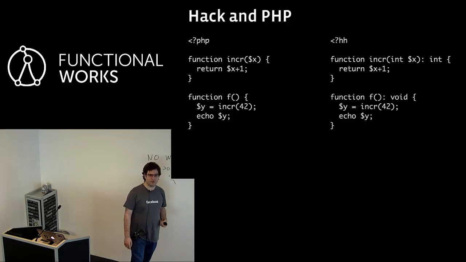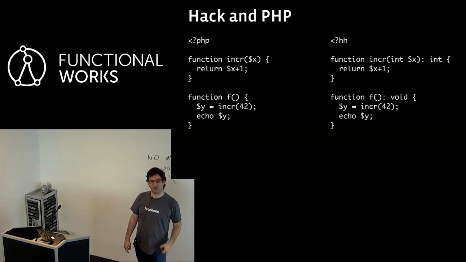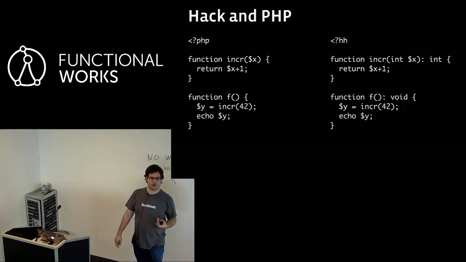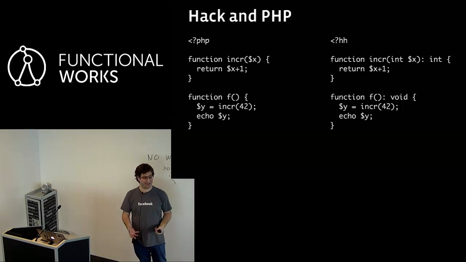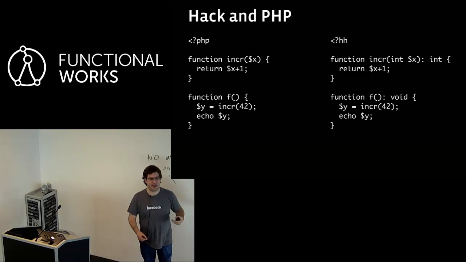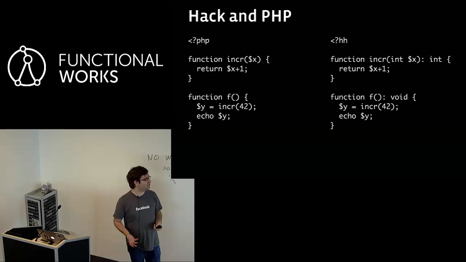On the right is the equivalent Hack code. It looks a lot like the PHP on the left. It's explicitly annotated that my increment function takes an integer and returns an integer, as you would expect. That was clearly the intent on the left. And then the function f doesn't return a value, and so like in C parlance, it returns void.